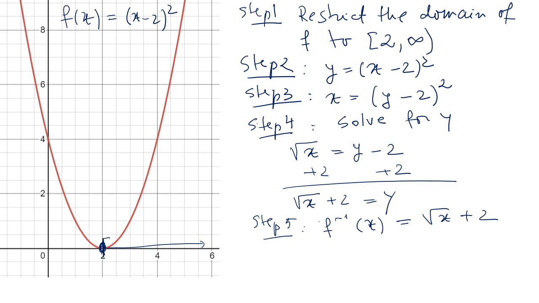And finally, in step 6, we have to think about the domain of f inverse of x. In this case, because we take the square root of x, we need that x to be greater or equal to 0. So the domain of f inverse is the interval 0 to infinity.